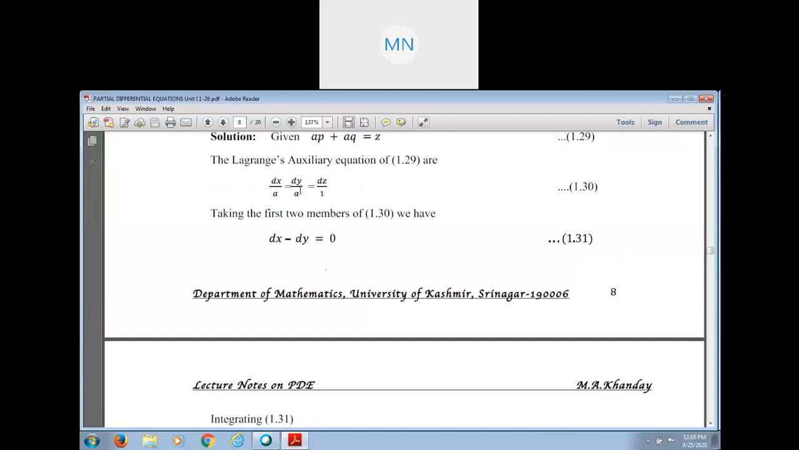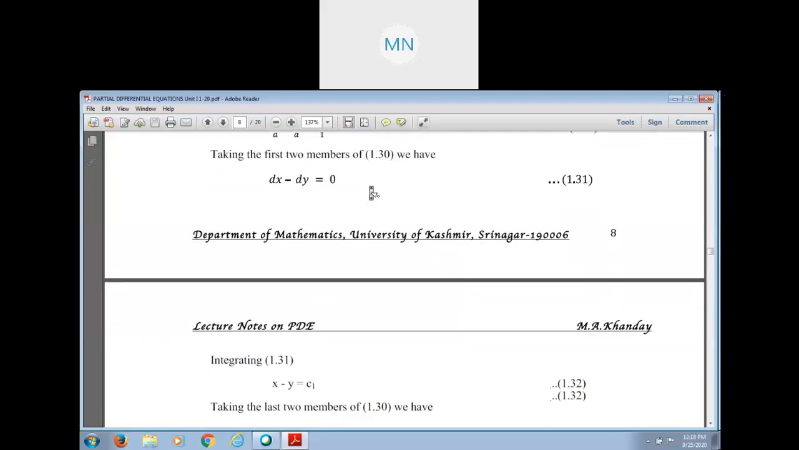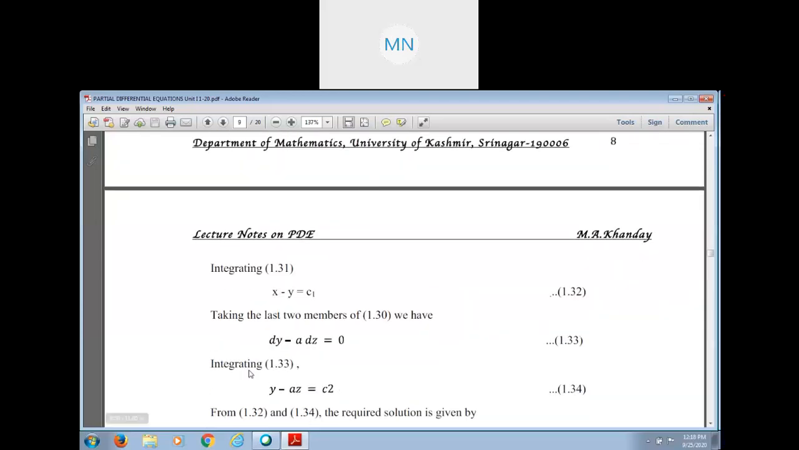Then if we take the second and third term, just cross multiply this one, then what do we get? dy minus a dz equals 0. Then you have to integrate this one.